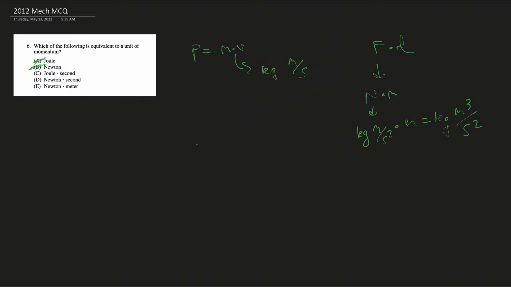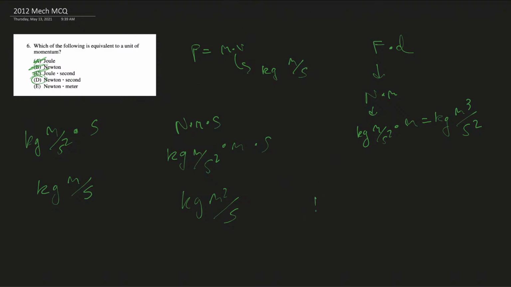If we look at joule second, we take newton meter times seconds. Again, that's kilogram meters per second squared times meters times seconds. We get kilograms meters squared over second. Again, that's not it, because it doesn't match the momentum's units. Newton times seconds is kilograms meters per second squared multiplied by seconds, which gives us kilograms meters per second. So there it is, that's the correct unit. It's D. If you wanted, you could have done it the simple way and just said that delta P is equal to impulse, which is equal to average force applied across a certain time. That would also let you know that this is just newtons times seconds.